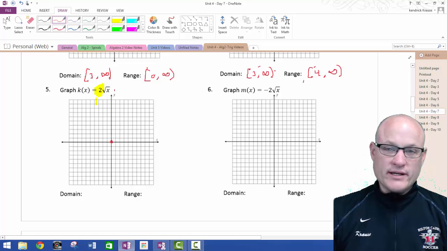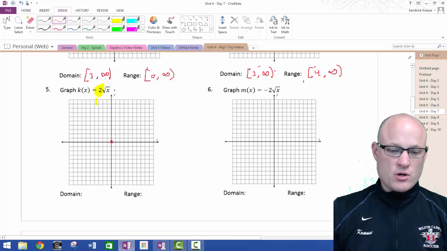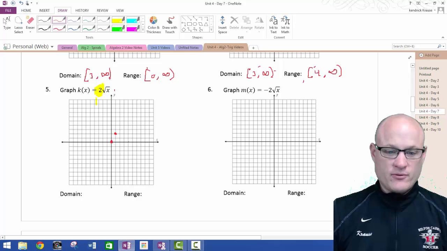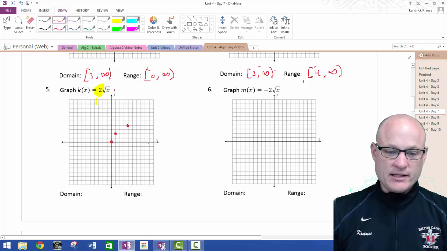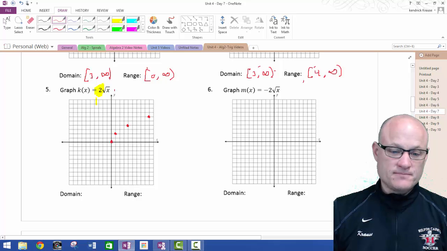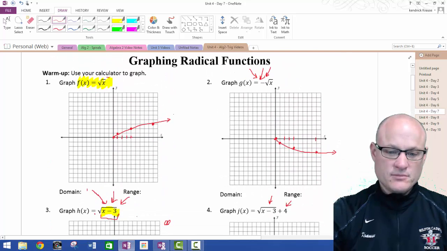So when I plug a 1 in, and the square root of 1 is still 1, but I got to multiply it by 2. So instead of going up 1, I'm going to go up 2. When I plug a 4 in, 1, 2, 3, 4, and I go up, I'm not going to go up 2. I'm going to go up twice that, 4. And when I plug a 9 in, I'm not going to go up 3. I'm going to go up twice that, which is 6. So you'll notice if you compare this one, let me see if I can draw this one. If I compare this one to this one up here, it just goes up steeper.